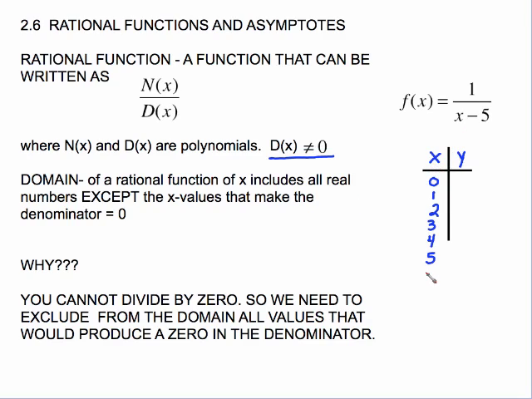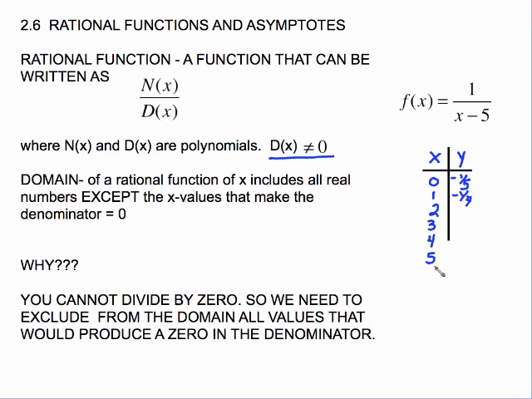Like I just made a little t-chart here. If I put 0 into this function, I'm looking at 0 minus 5. This would be 1 over negative 5. That is a reasonable answer. Put 1 in here. 1 minus 5 is negative 4. This would be negative 1/4, etc. I can plug all of these numbers in and get a reasonable answer for y.